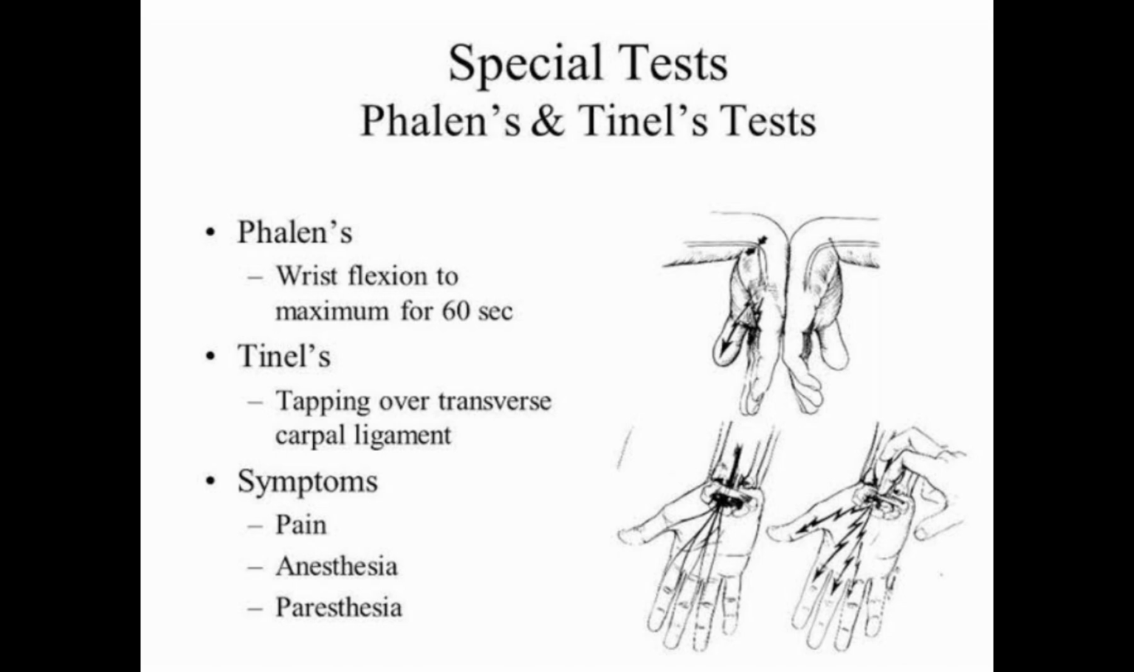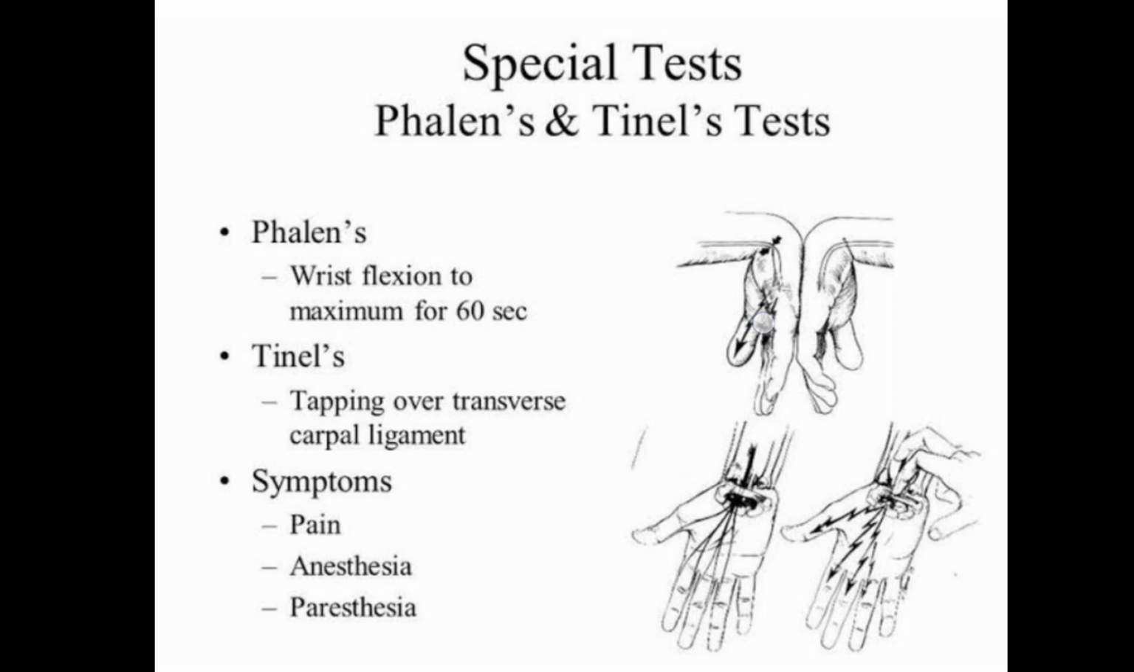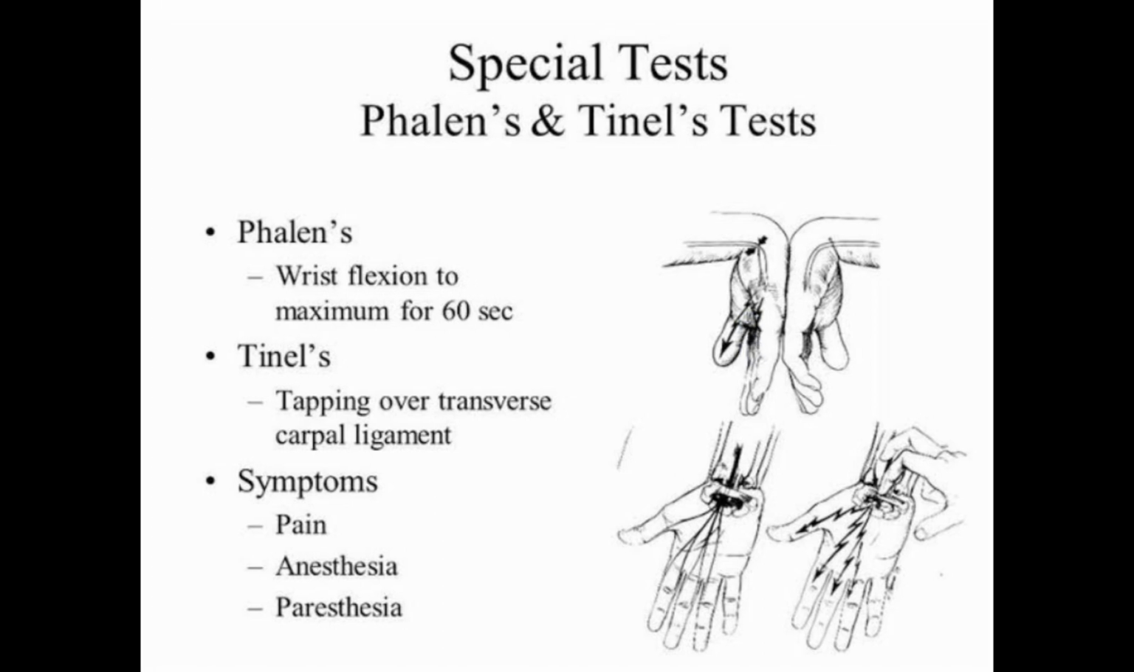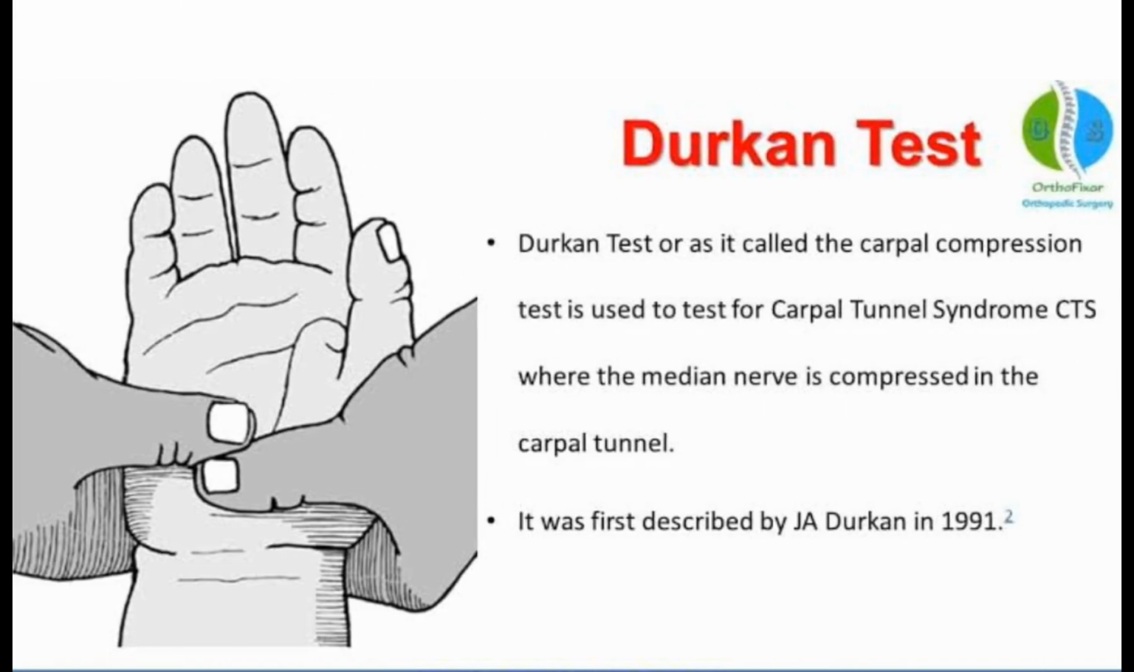Then we have special tests, Phalen's test and Tinel's test. Phalen's is wrist flexion to maximum for 60 seconds, and here there will be pain. Tinel is tapping over the transverse carpal ligament. And if pain, anesthesia, and paresthesia occur, then it indicates nerve injury. Then Durkan's test. Durkan's test, also known as the carpal compression test, is for the median nerve.